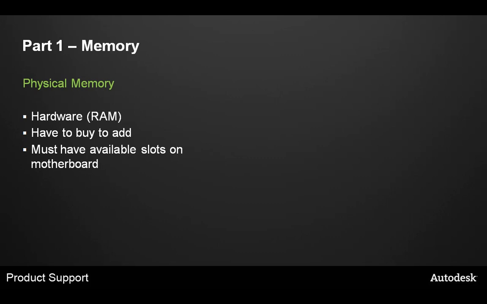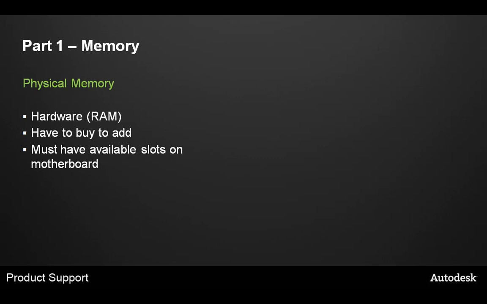So when you go to buy a computer, you configure it with your desired amount of RAM and you buy that. If you want to add more RAM, you have to buy more RAM chips, and then you have to have some slots available on your motherboard in order to plug those in. So that's all hardware. It's physical hardware.